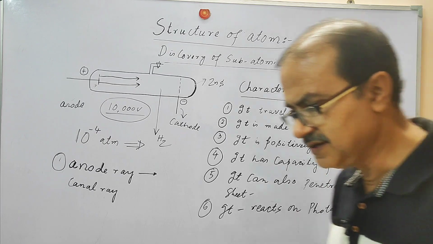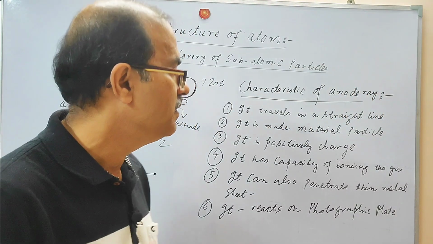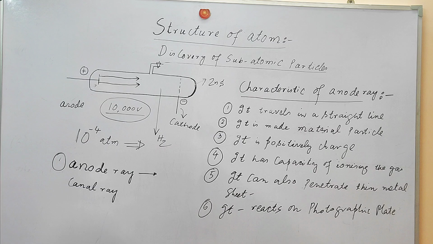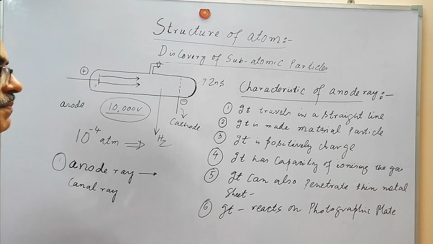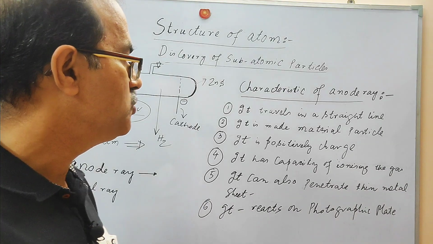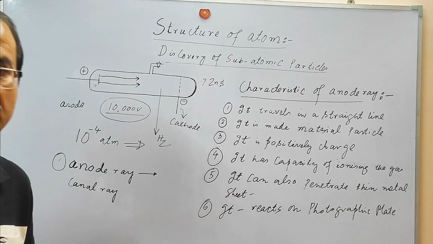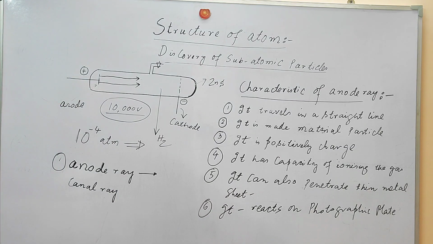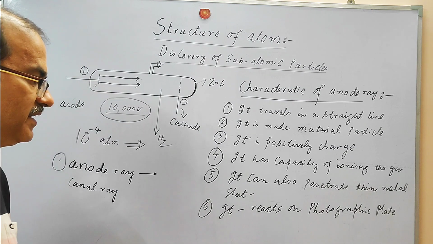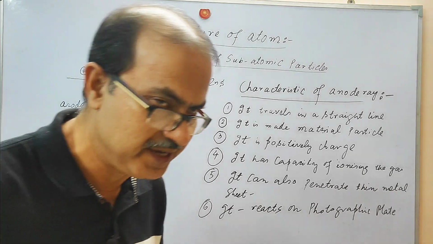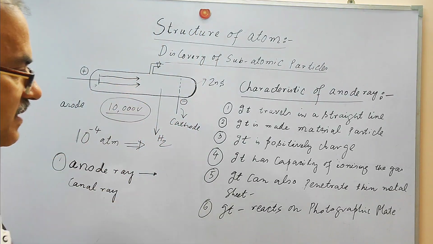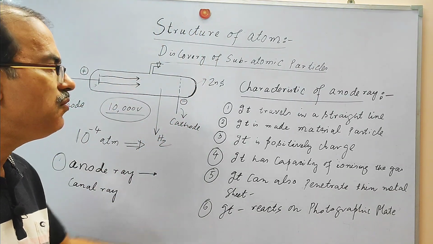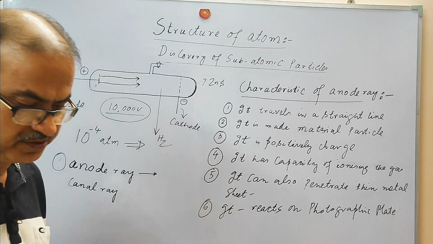So these are the 6 characteristics. We will learn that it travels in a straight line, it is made of material particles, it is positively charged, it has the capacity of ionizing gas, it can also penetrate thin metal sheets, and it reacts on the photographic plate. These are all those characteristics. Now we can see it is positively charged.